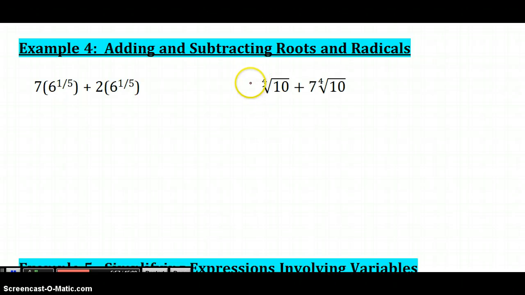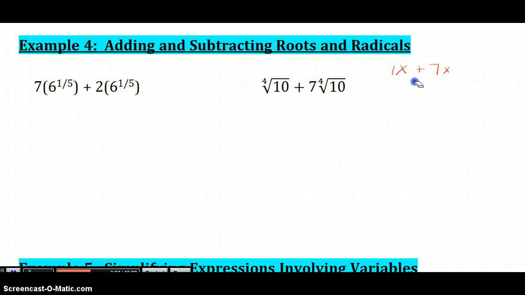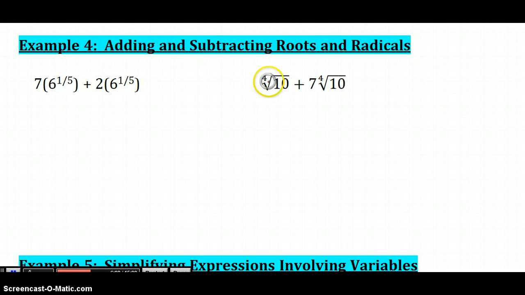So think about it as like a variable. If you had an x plus 7x, there'd be a 1 in front of here, and this would be 8x. Kind of the same concept here. We have 1, there's a 1 out here, 1 4th root of 10, and we have 7 4th roots of 10. So if we add them, we have 8 4th roots of 10. And that's it, you're done.